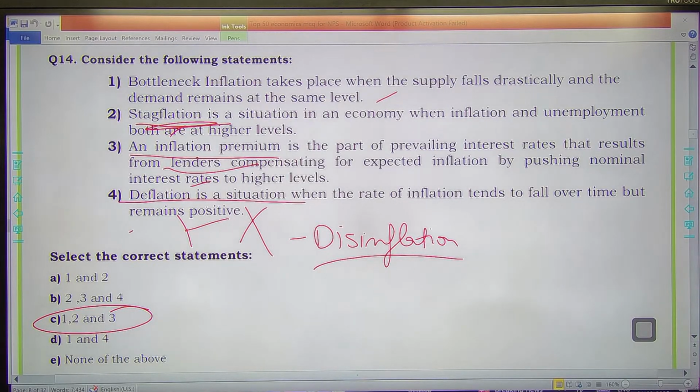No, Shefali, all are not correct here. See, deflation is a situation where the rate of inflation tends to fall but remains positive. No, this is not the correct answer.